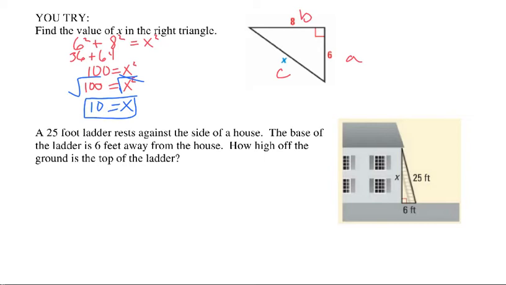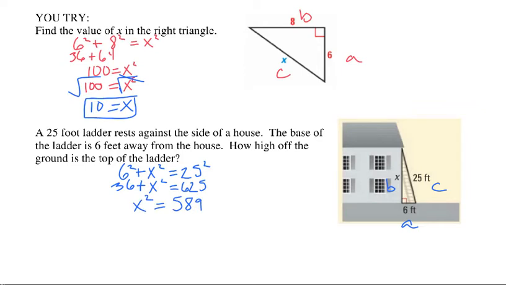Alright, so the hypotenuse would have to be the 25. Your a and your b then would be the other two sides. It doesn't matter which is which. So you would have x squared plus 6 squared equals 25 squared. When we square them, we get 36 plus x squared equals 625. We need to subtract the 36 from both sides, which gives us 589. When we take the square root to undo the squared, we end up with a 24.27 feet. So our ladder is 24.27 feet off of the ground.